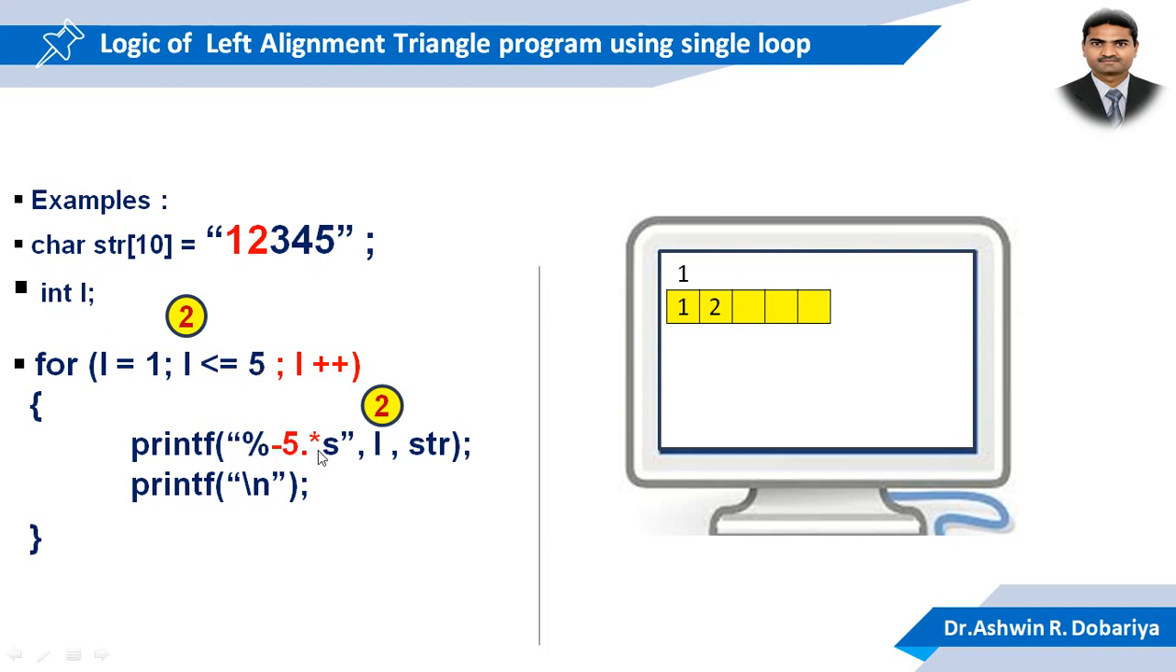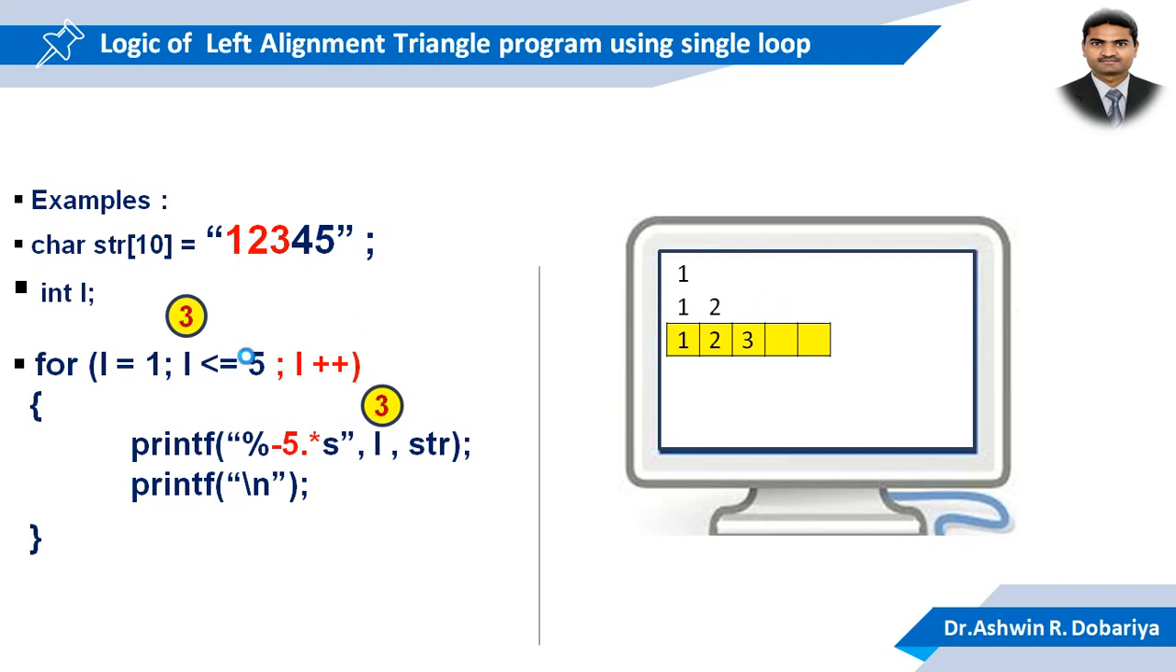-5 point star. So -5 means the width we want to keep as it is. Minus means we want to start from the left align. Now point star, now the value of star means I, which is 2. So from this string we want to display the first two characters, so it's 1 and 2, right?